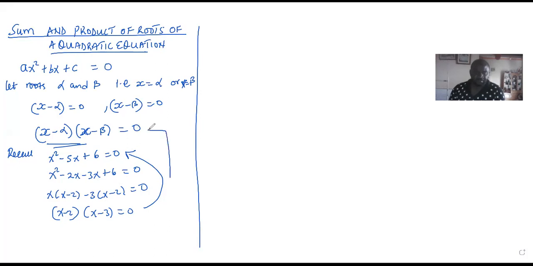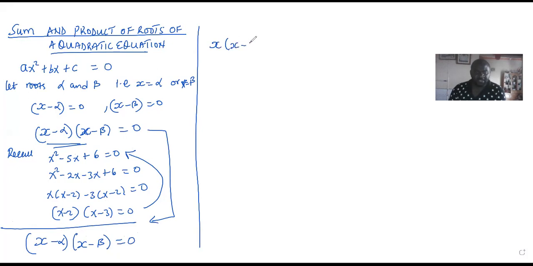So furthermore, we can now go ahead. This was just a checkup to remind you of what happens when you have a quadratic equation. You will have x minus alpha, and x minus beta is equal to 0. If you want to expand, we shall realize x into x minus beta minus alpha into x minus beta is equal to 0. This will give us x squared minus x beta minus x alpha plus alpha beta is equal to 0.